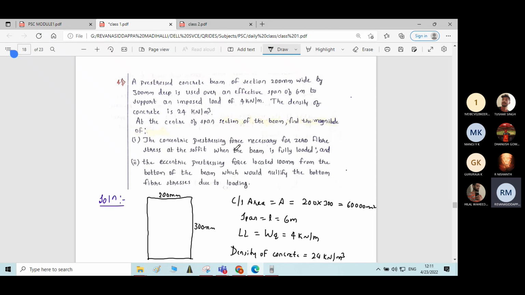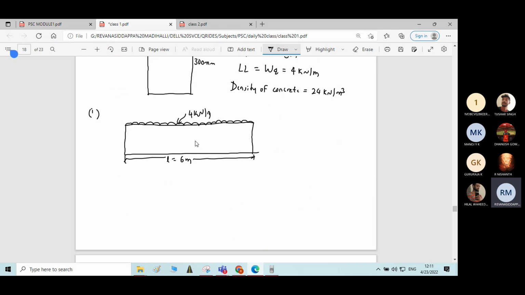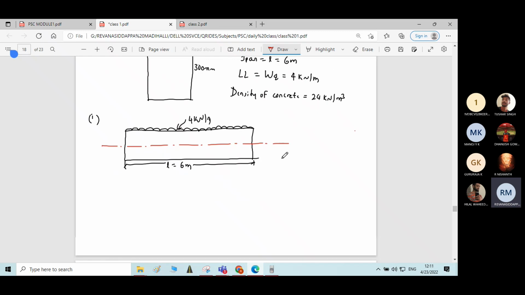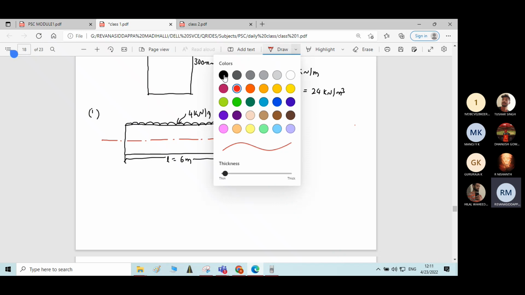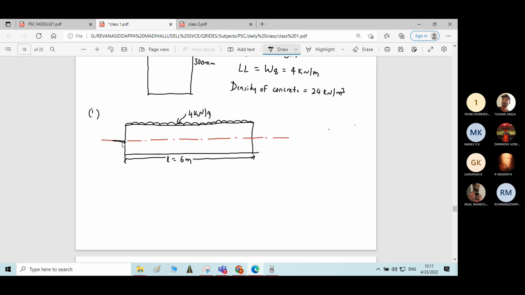What he says is the concentric pre-stressing force necessary for zero stress at the bottom fiber. Let me write the centroidal axis for the beam. The concentric pre-stressing force means the pre-stressing force which is acting along the centroidal axis of the beam. Remember this. If the pre-stressing force acts along the centroid, what will be the eccentricity? Eccentricity will be 0.